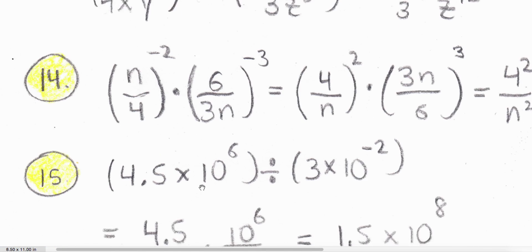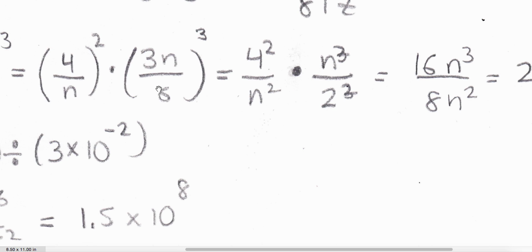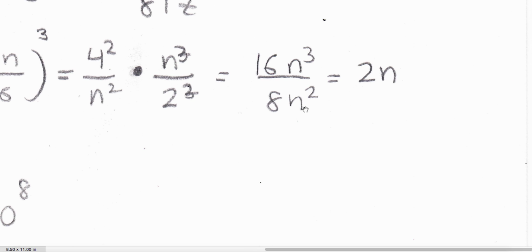Number 14. n over 4 to the negative 2 times 6 over 3n to the negative 3 becomes 4 over n squared times 3n over 6 to the third. However, notice that 3 over 6 is the same as 1/2, so this is the same as n over 2. And so that's where I get 4 squared over n squared times n cubed over 2 cubed, which is 16n cubed over 8n squared. 16 divided by 8 is 2, and I subtract the powers. 3 take away 2 is 1, so the final answer is 2n.